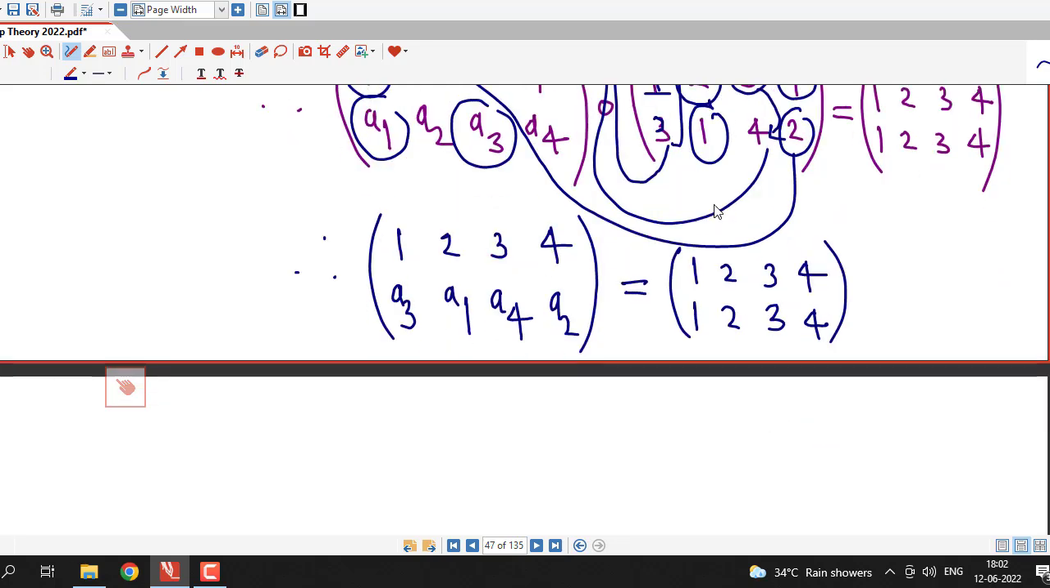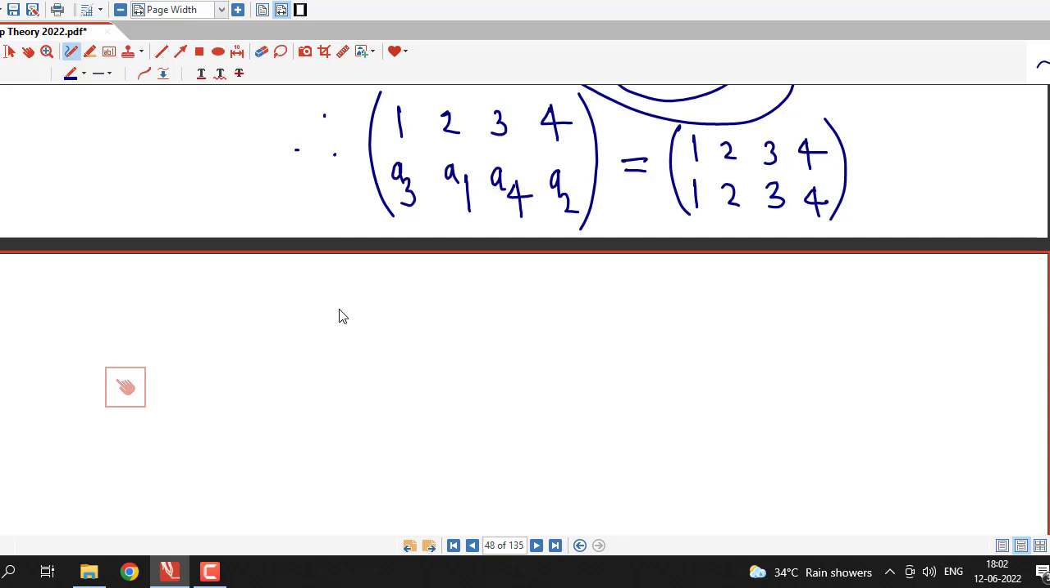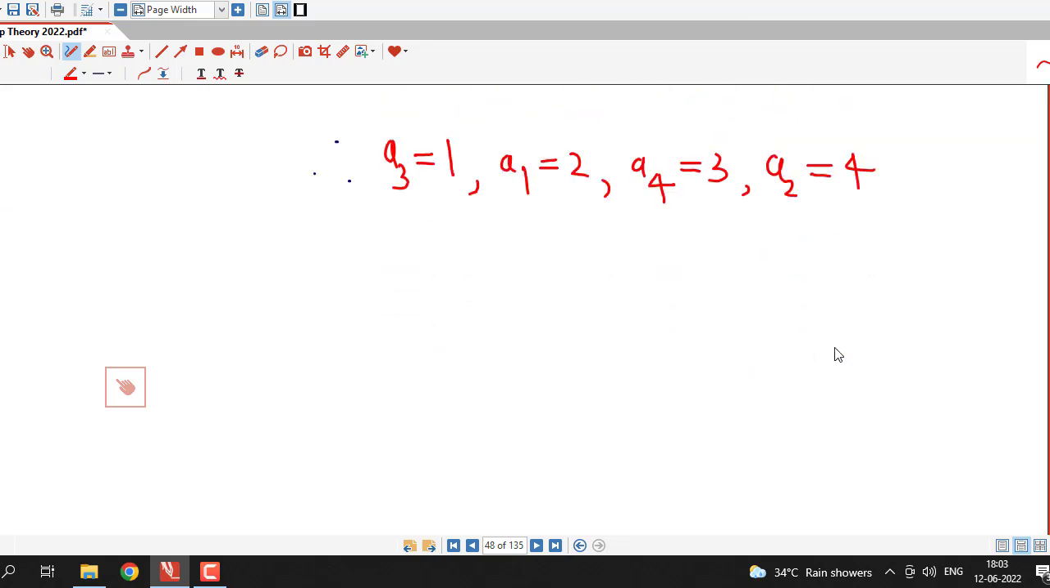So we have two equal permutations. Now two permutations are equal if these entries are equal. So from this we can say that A3 equal to 1, second entry A1 equal to 2, A4 equal to 3, and A2 equal to 4. So we have obtained values of A1, A2, A3 and A4 which we were required.